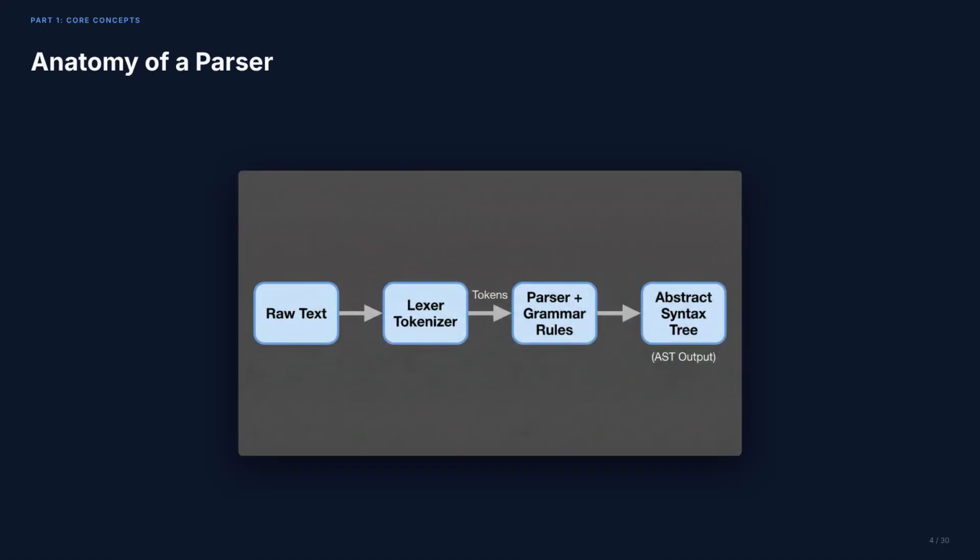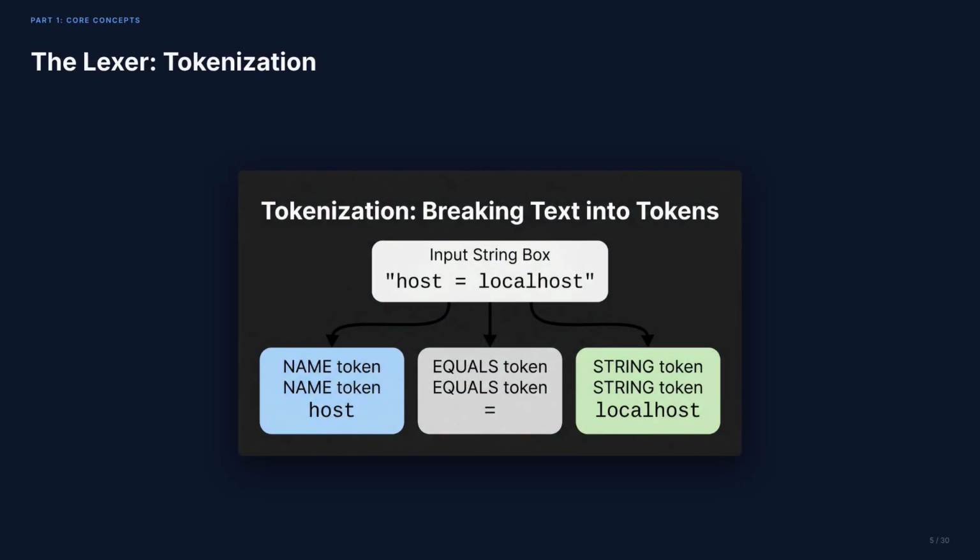A parser has three main stages. The lexer, also called the tokenizer, breaks text into tokens. The parser applies grammar rules to organize tokens into a tree, and the result is an abstract syntax tree, or AST, that represents the structure of the input. The lexer reads characters and groups them into tokens. For example, in the expression host equals localhost, the lexer produces three tokens: the name host, the operator equals, and the string localhost. Each token has a type and a value.